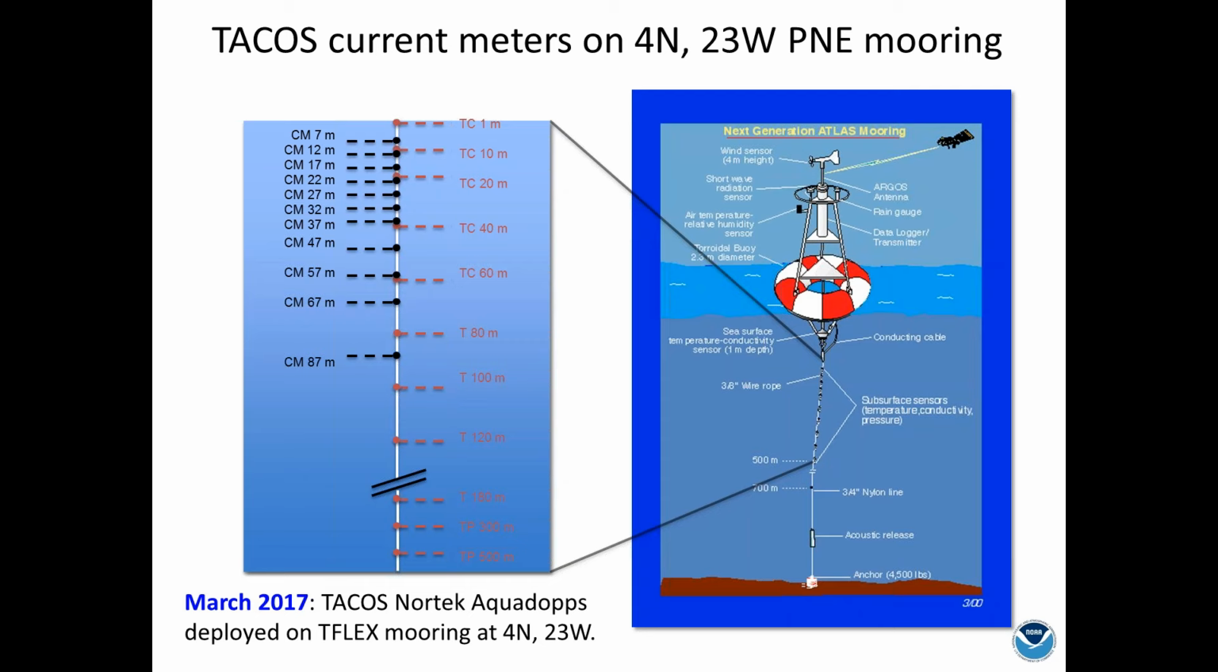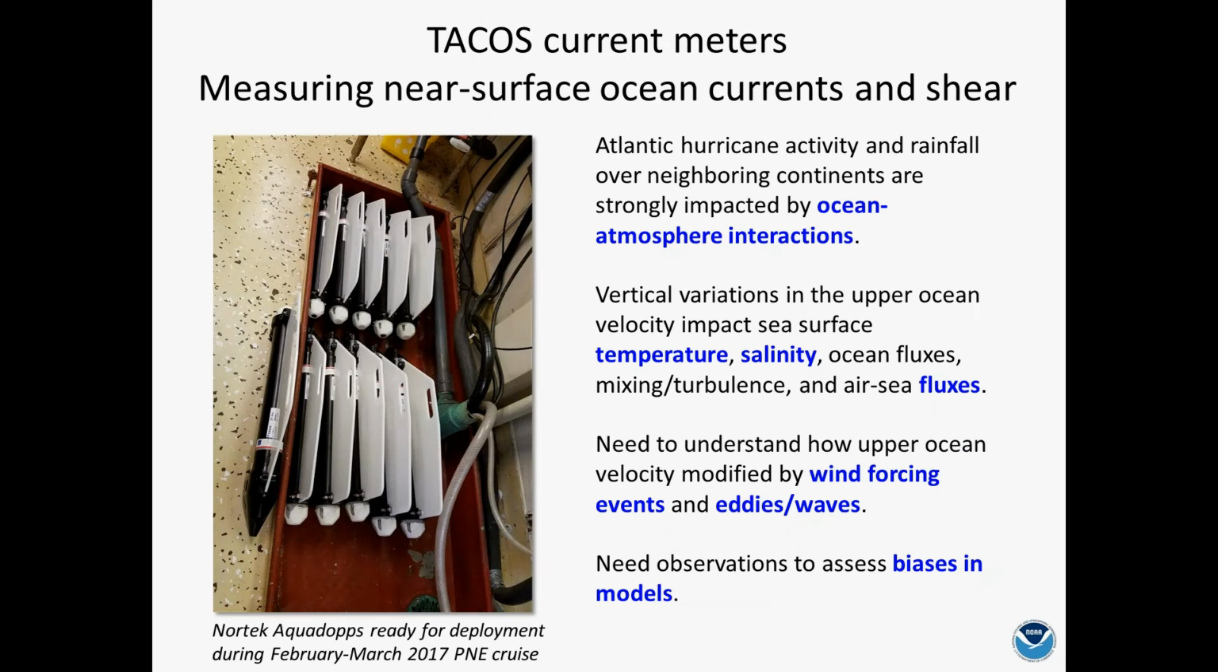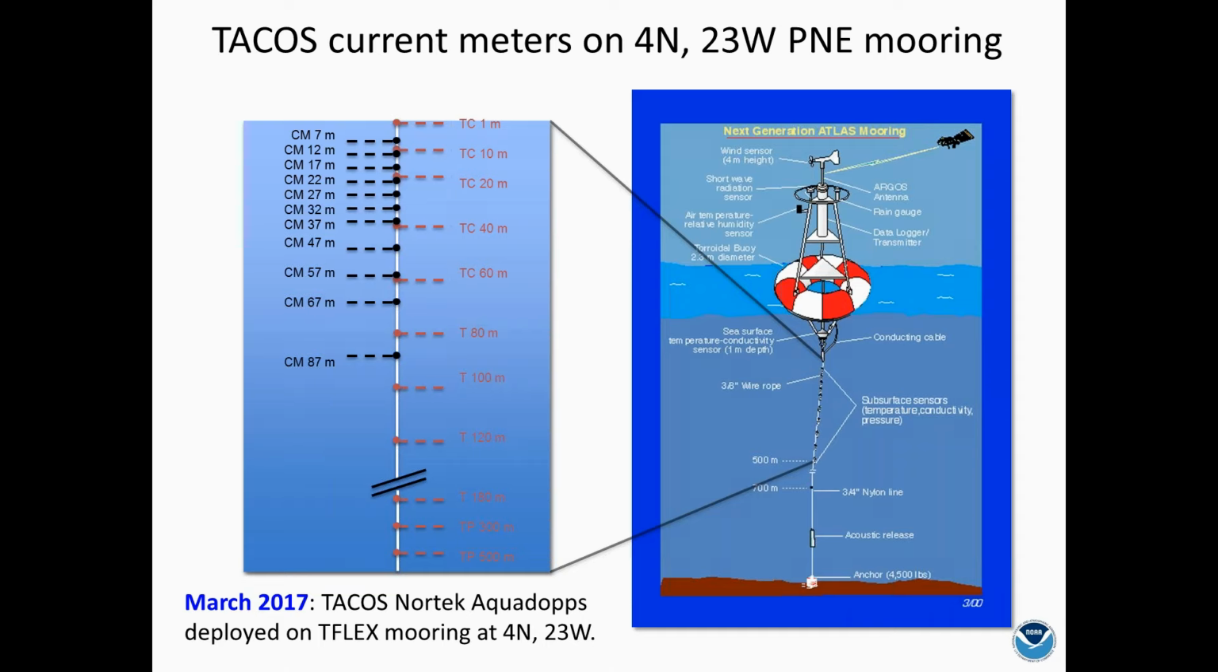What we did for TACOS was we took the existing 10-year record of PIRATA measurements at 12 meters, and we augmented those. So we added 10 more current meters distributed in the upper 87 meters of the water column, with 5 meter spacing in the surface mixed layer, expanding to 10 meters, and then finally 20 meter spacing at the bottom. From that, we're going to measure the near surface ocean currents and the vertical shear, so the difference between the currents at those levels.